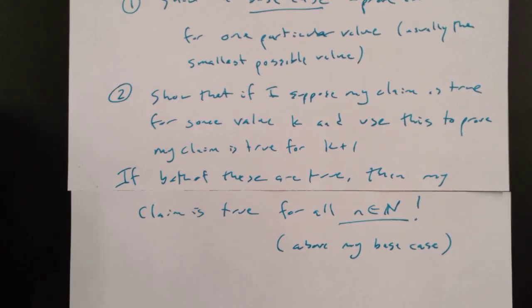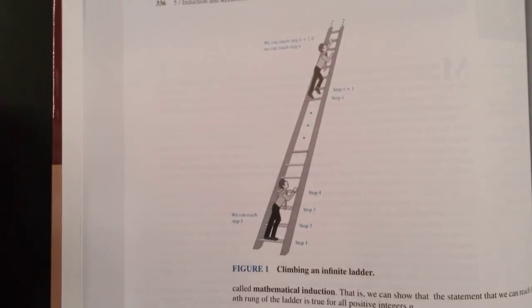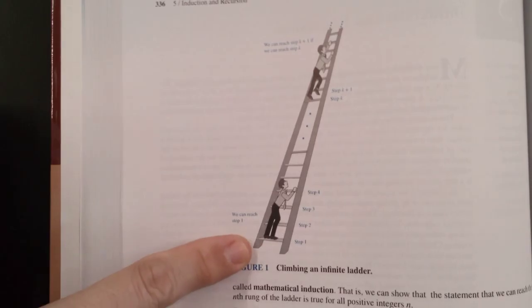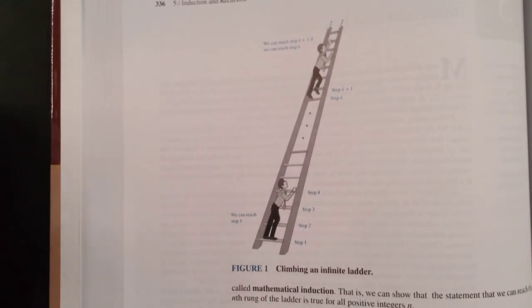Page 336 has a picture. There's my ladder, right? I can reach the first step. That's my base case. Then my inductive case, from each step, I can get to the next one. If I'm at K, I can reach K plus 1. Since I could get on somewhere, that means I can reach any step I want. It just takes a while.